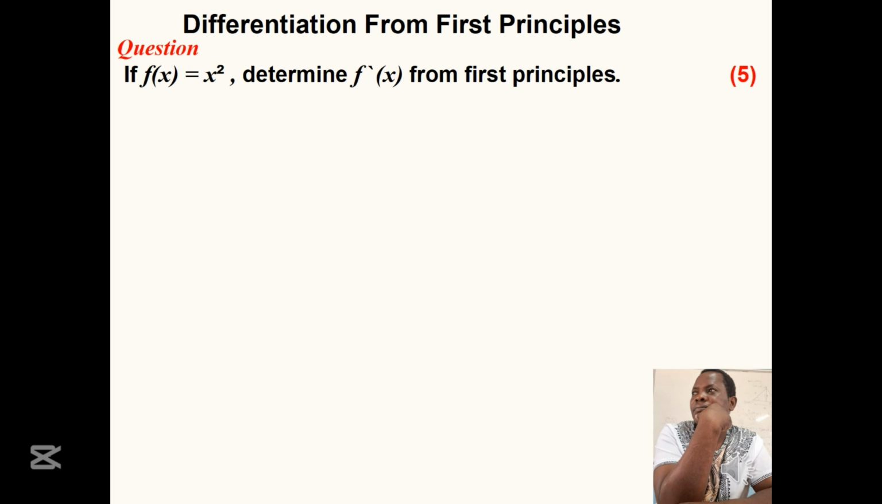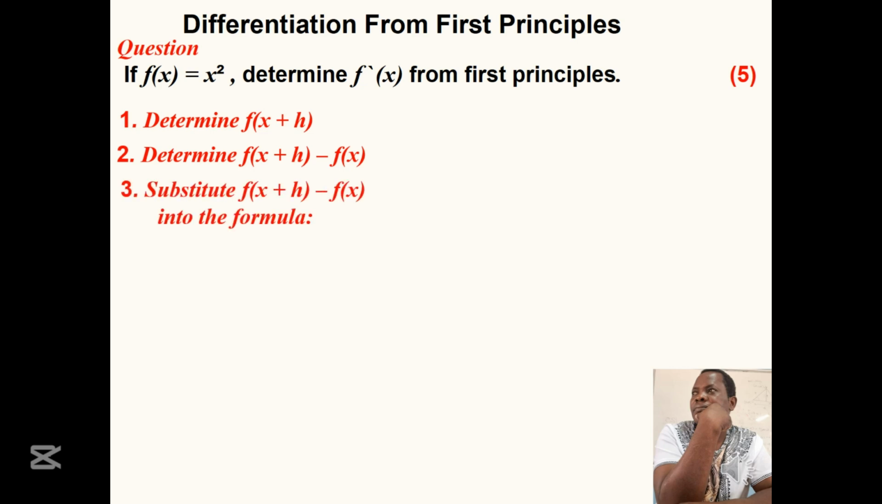In this particular section, we're going to discuss the method of splitting your calculation into three sections. Number one, determine the value of x plus h. Number two, determine the value of f of x plus h minus f of x. And number three, substitute into the formula and simplify. Now, these are the three steps. Determine the value of f of x plus h, then determine the value of f of x plus h minus f of x, and substitute into the first principles formula, and then simplify your answer.